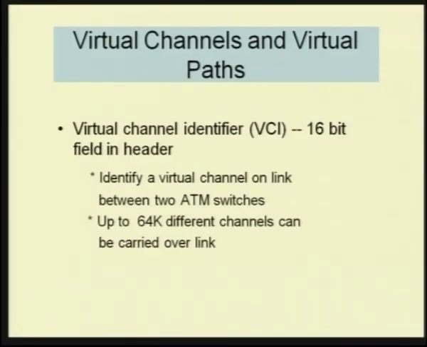In every cell we will need to identify the virtual channel and the virtual path. So we talk about a virtual channel identifier and a virtual path identifier. What is this virtual channel identifier? It is a 16-bit field in the header. Its purpose, as I said, is to identify a virtual channel on a link between two ATM switches. Given that it is a 16-bit field, you can have up to 64K different channels carried over a link. This is the virtual channel identifier.